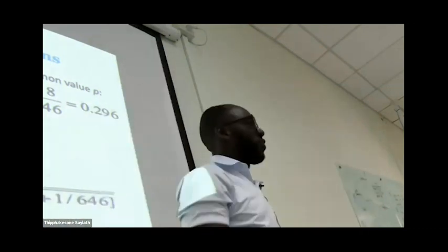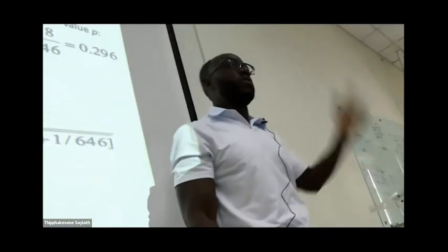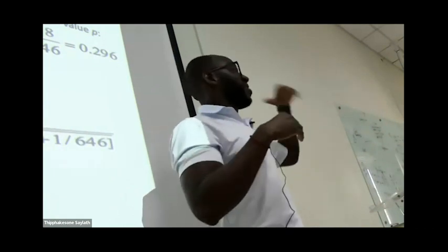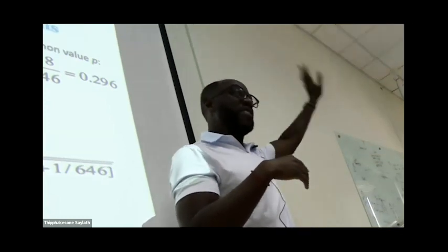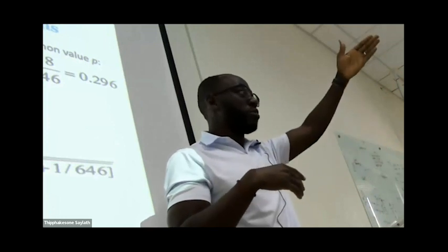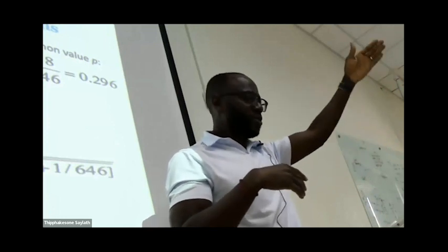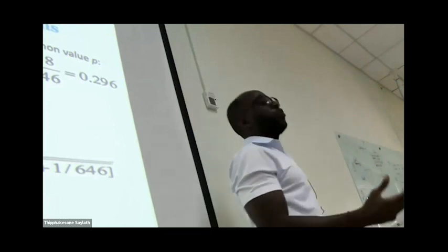Okay, so let's go back to what we learned before. When the p-value is small, what do we do? When the p-value is less than the significance level, what do we do? Accept or reject? We reject the null hypothesis. I told you it's the same idea, right? Small p-value, reject the null hypothesis. So this p-value here is small.